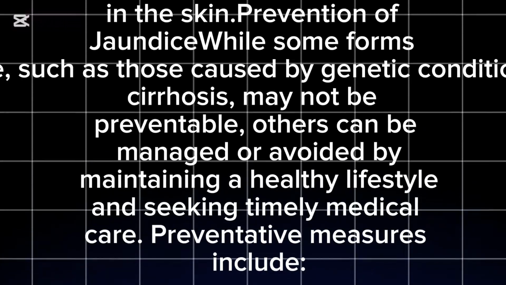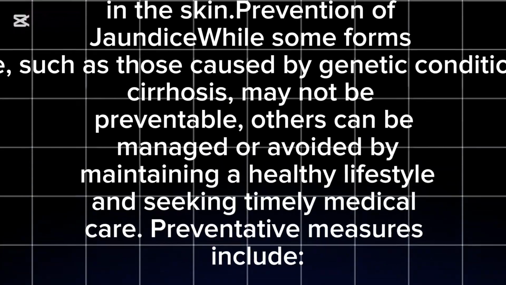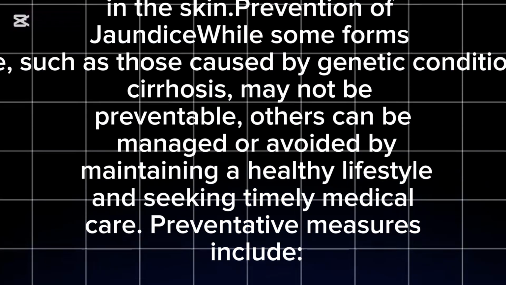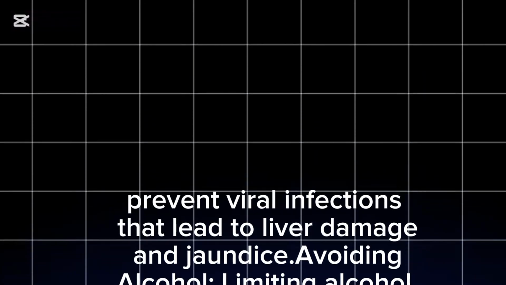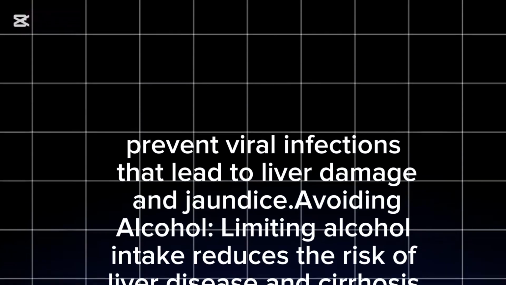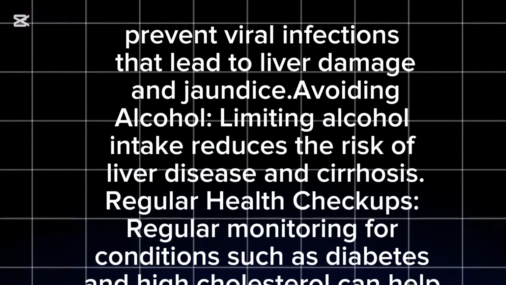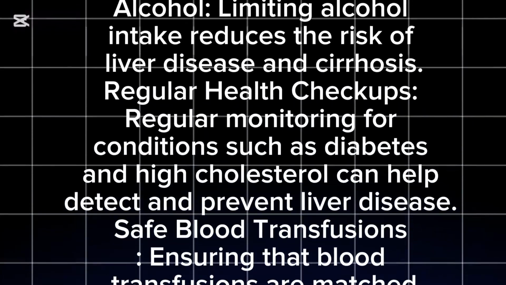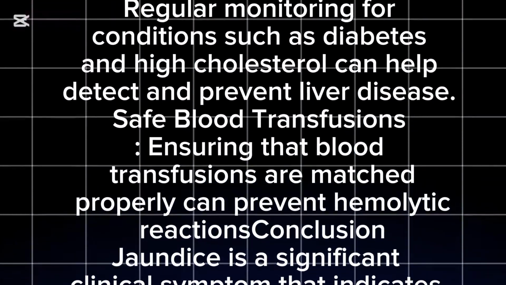Prevention of jaundice. While some forms of jaundice, such as those caused by genetic conditions or liver cirrhosis, may not be preventable, others can be managed or avoided by maintaining a healthy lifestyle and seeking timely medical care. Preventative measures include vaccination. Vaccines for hepatitis A and B can prevent viral infections that lead to liver damage and jaundice. Avoiding alcohol. Limiting alcohol intake reduces the risk of liver disease and cirrhosis. Regular health checkups. Regular monitoring for conditions such as diabetes and high cholesterol can help detect and prevent liver disease. Safe blood transfusions. Ensuring that blood transfusions are matched properly can prevent hemolytic reactions.